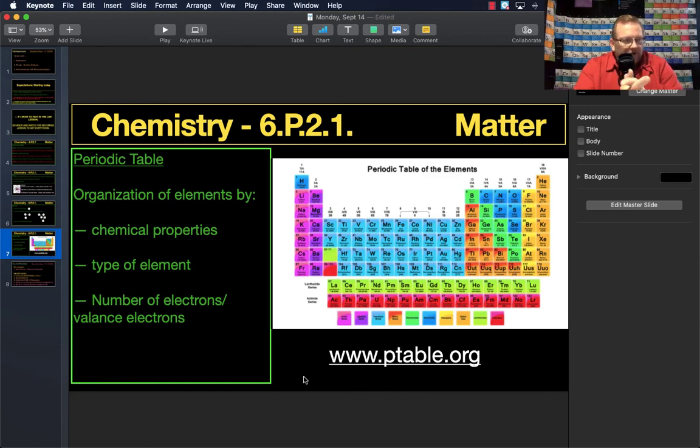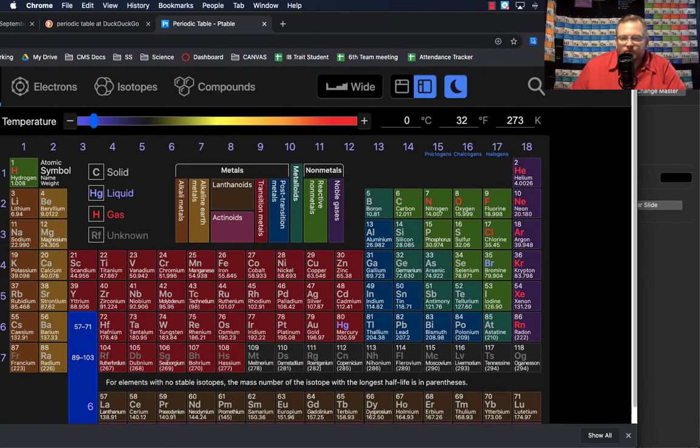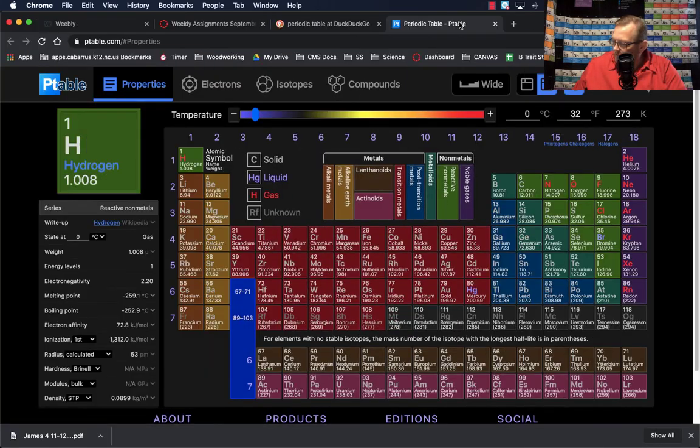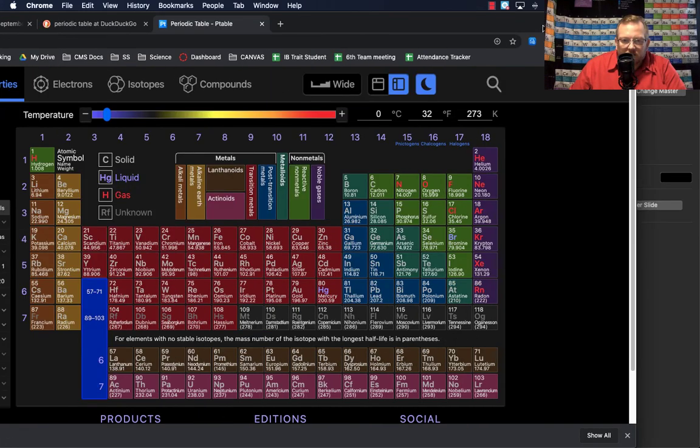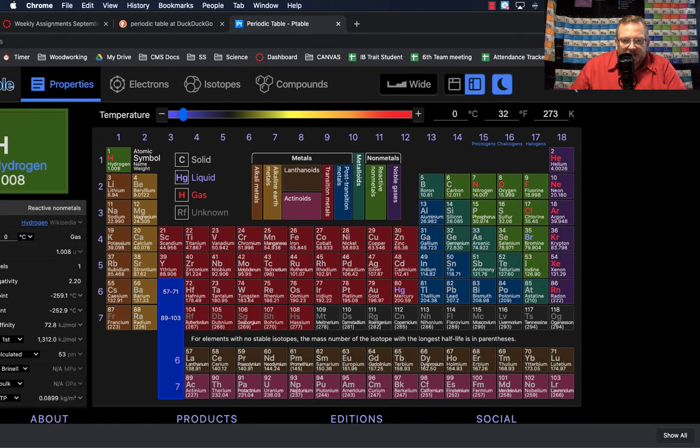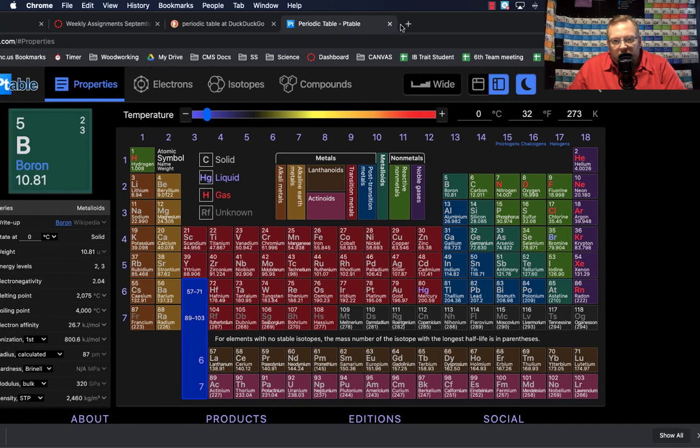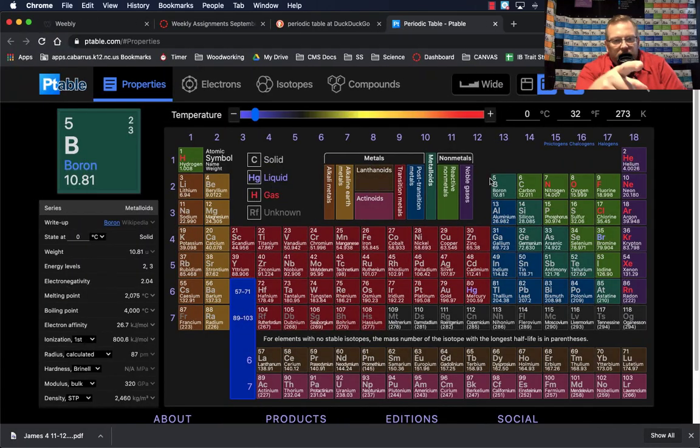Now, if you want to check out more about the periodic table, you'll go to this website, www.ptable.org. It looks like this. So it's an interactive periodic table. If you want to learn more about boron, you can hover over boron, and over here on the left side, it'll tell you all of the information about boron. It'll tell you its boiling point, its melting point, its weight.